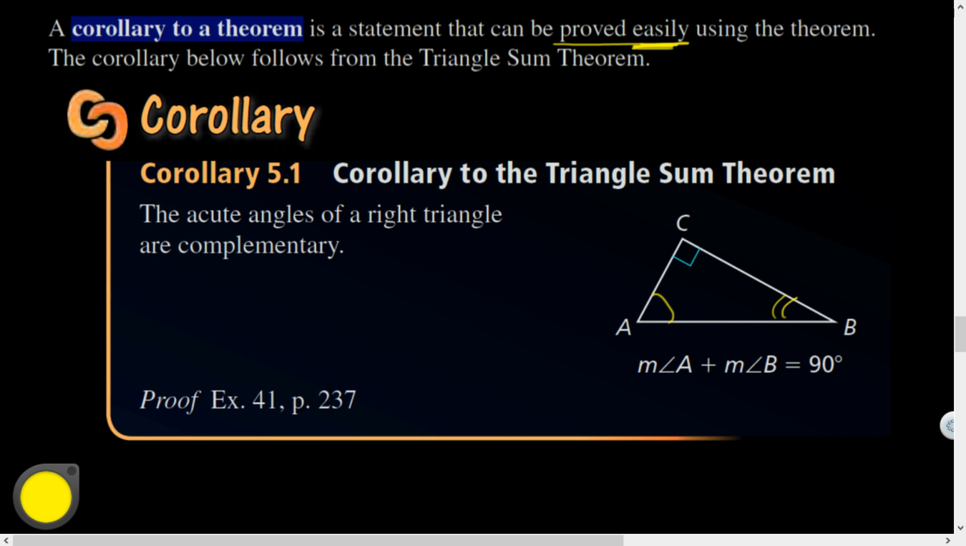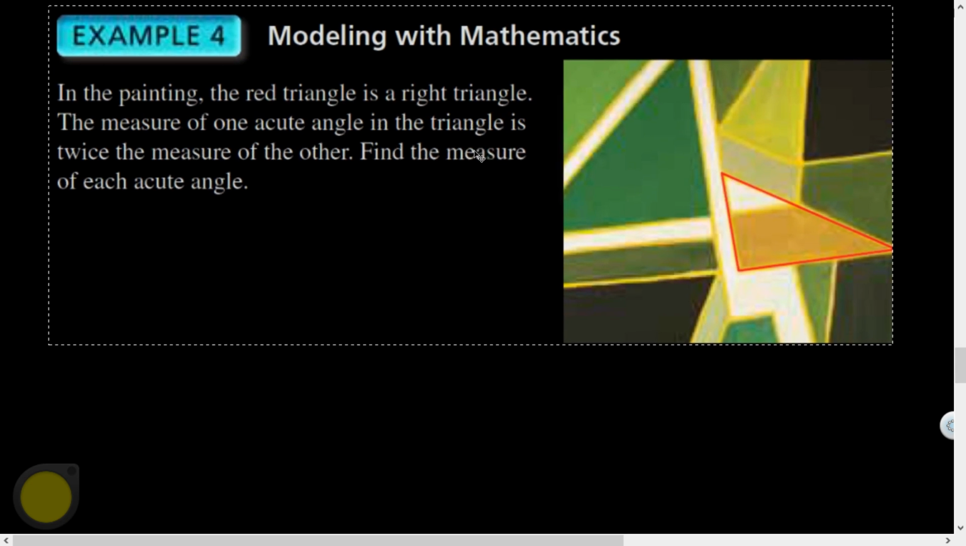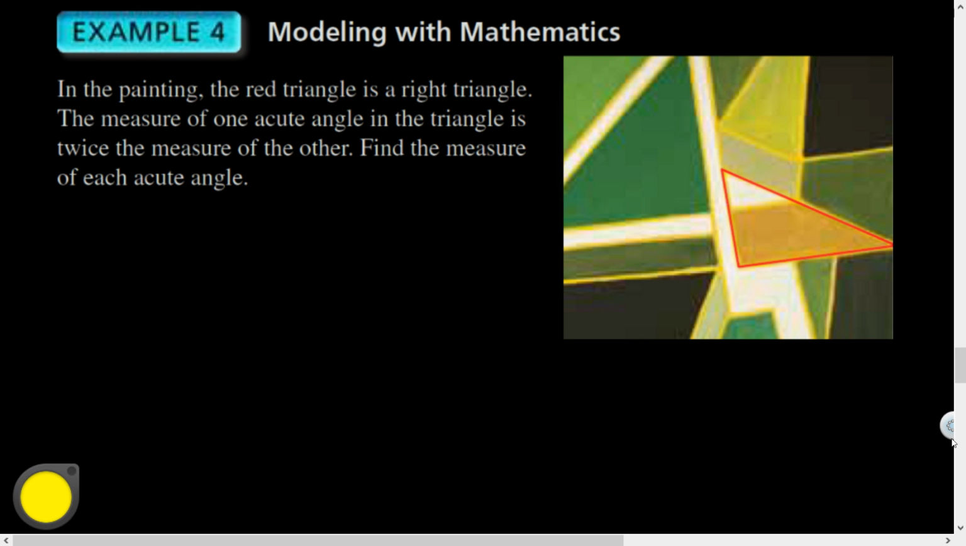Let's see. Oh, here we go. We've got a painting. Oh, this is amazing, friends. In the painting, the red triangle is a right triangle. Okay, I believe it.